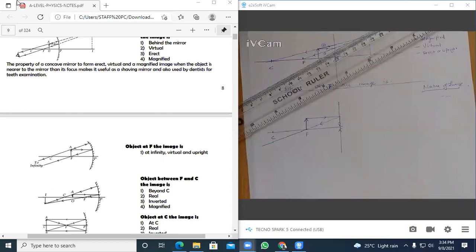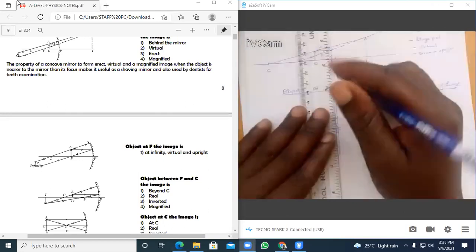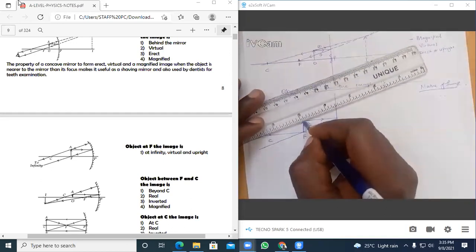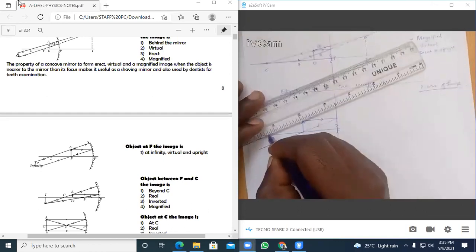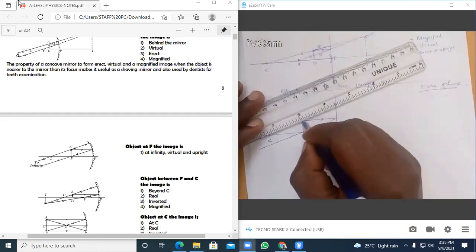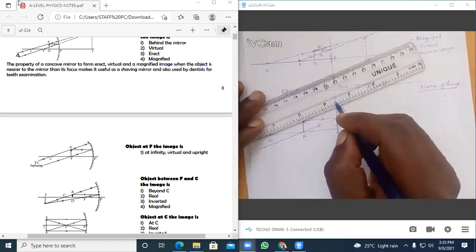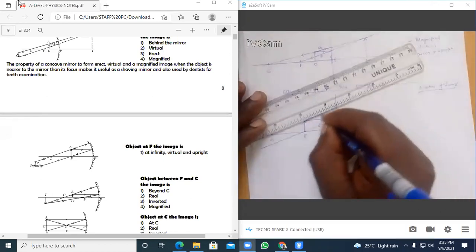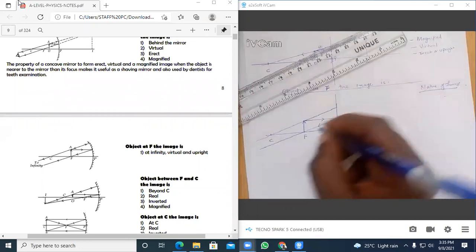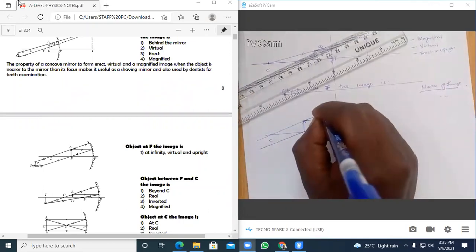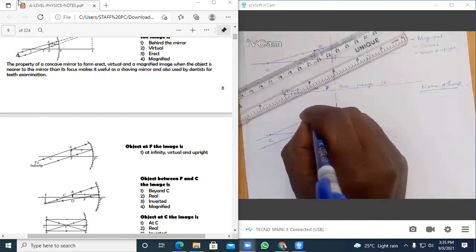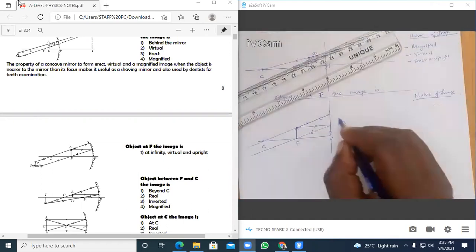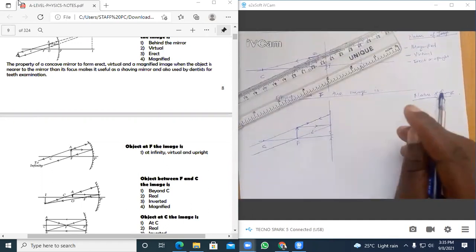And then the other one, let me try to increase this. The other one comes from the top of the object, and this ray will pass through the center of curvature. So it has to go like that. And then afterwards, it is reflected back like that. So what do we note here? Where is the image, members?